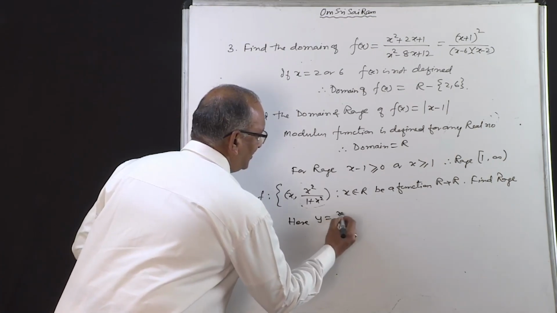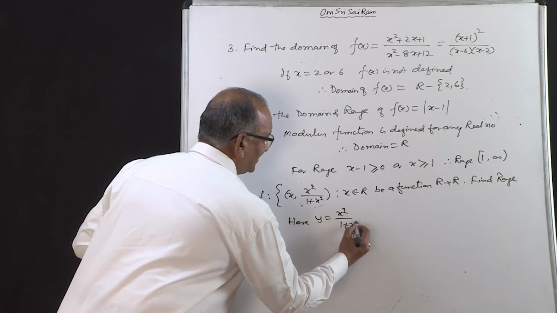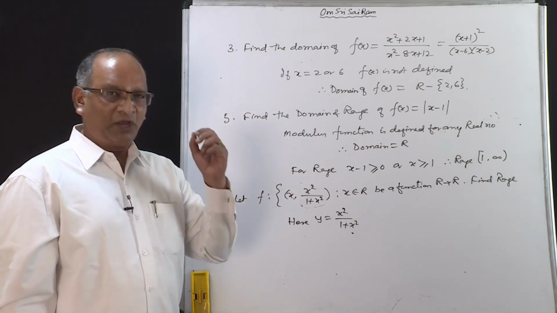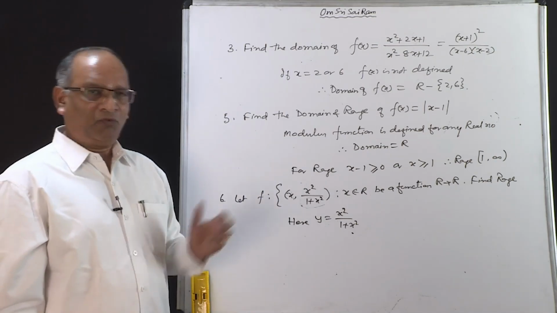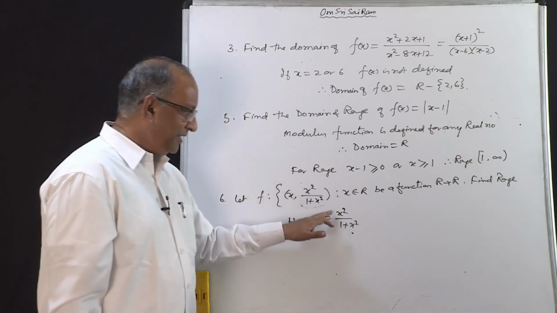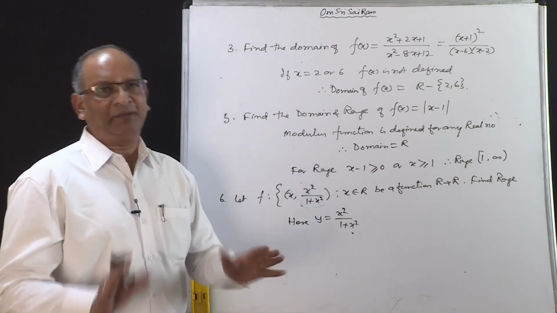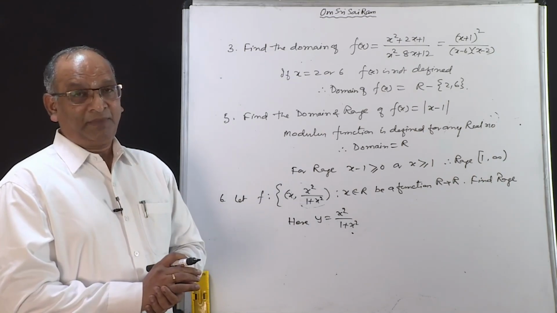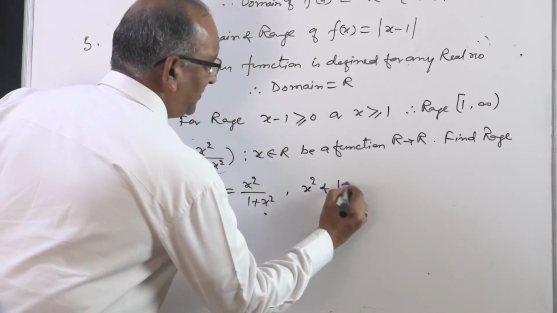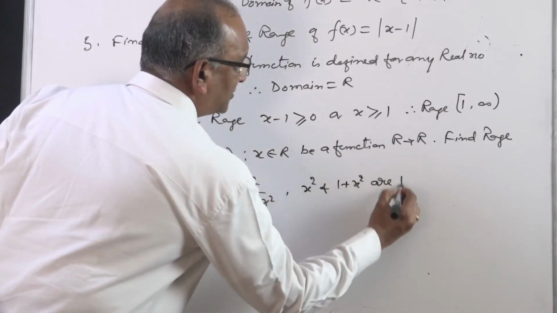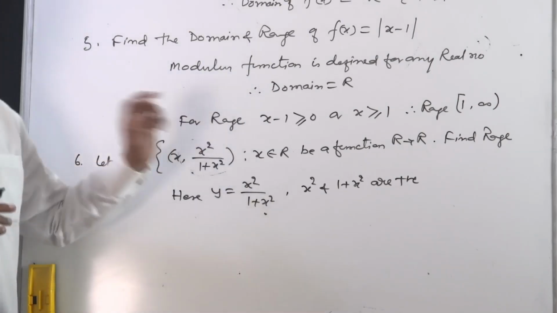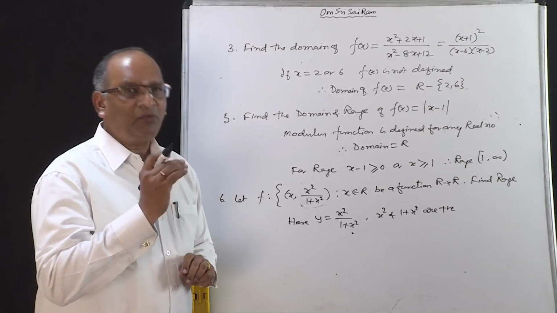Y is equal to x square upon 1 plus x square. Look at this carefully. X square is always going to be a positive number. 1 plus x square is also going to be a positive number. So both numerator and denominator are positive numbers. That is one aspect. The second aspect is, whatever be the x square, the denominator is 1 more than that.